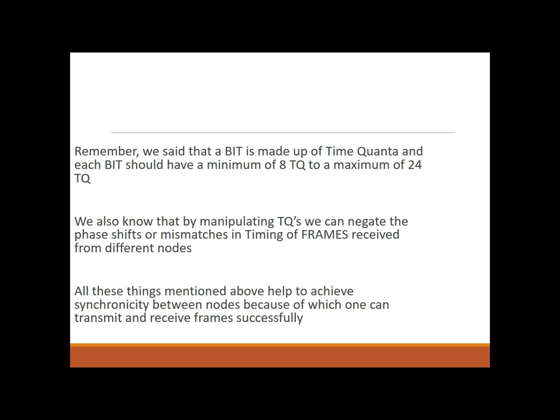We said that a bit is made with time quanta, like bit timing and everything, right? Each bit should have a minimum of 8 time quanta to a maximum of 24 quanta. We also know that by manipulating the time quantum, we can neglect phase shifts or mismatches in the timing of frames received from different nodes. All these things are mentioned above to achieve synchronization between the two nodes, so that one can transmit and receive frames successfully.